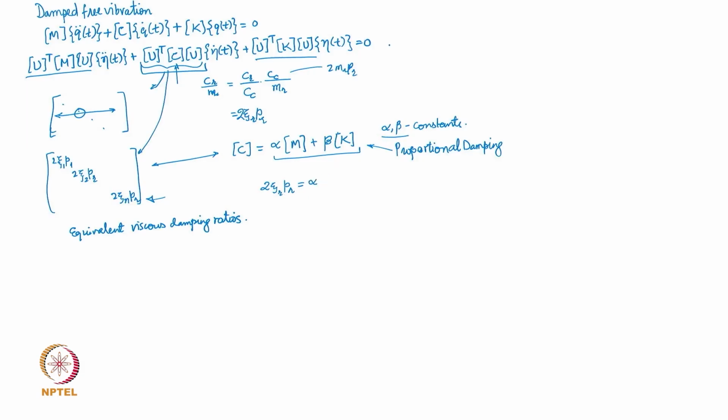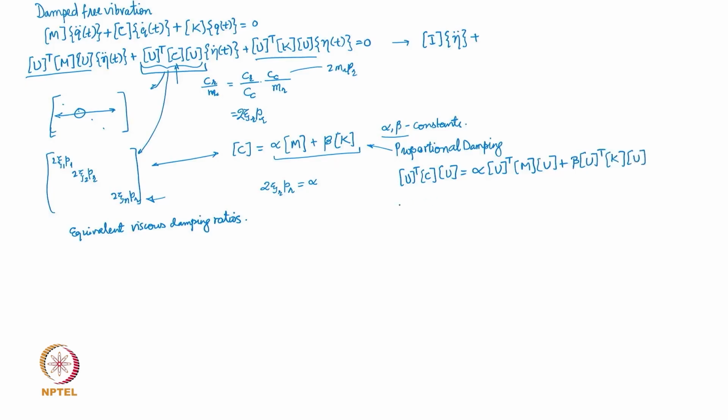So for example, if I convert this equation, there is going to be an identity matrix here with eta double dot, plus... If I pre and post multiply this particular equation, it will turn out to be u transpose C u equal to alpha u transpose m u plus beta u transpose k u, isn't it?